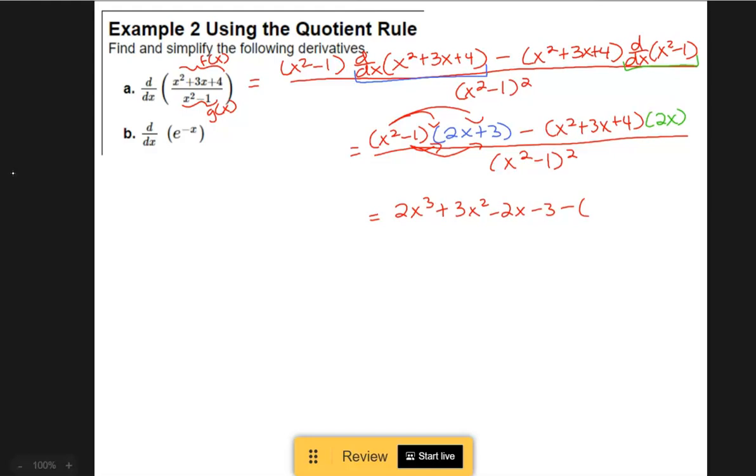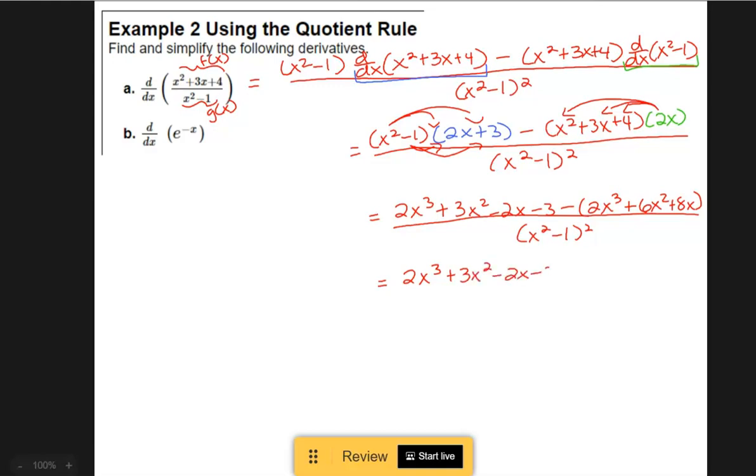Okay, and then I'm going to still keep this in parentheses when I distribute this 2x. So I need to remember that I got to distribute that negative. So that's why I keep it in the parentheses. Okay, and then I want to combine my like terms.